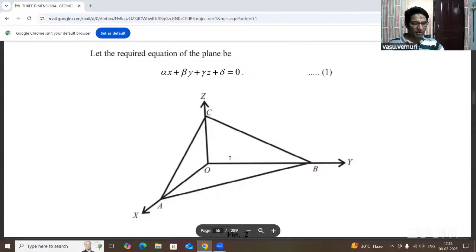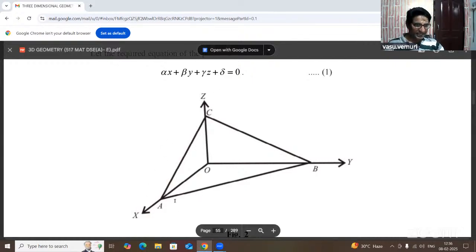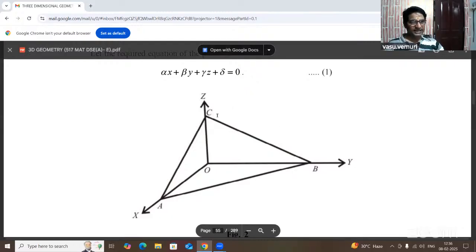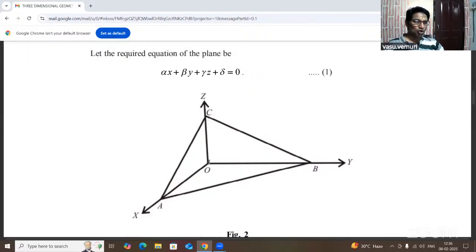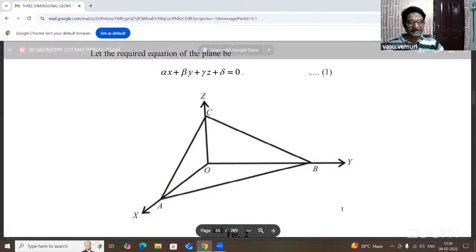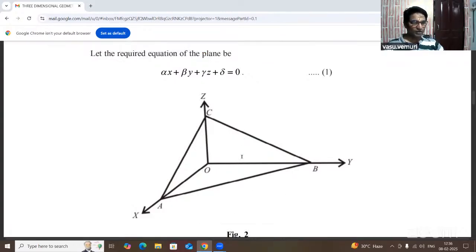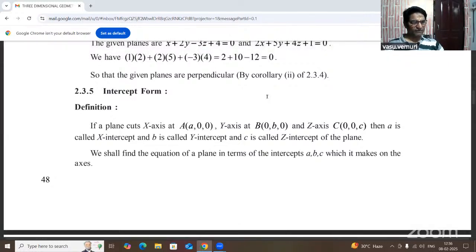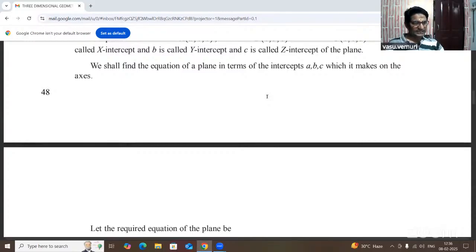What is the intercept form on the axes? On the X, Y, Z axes, the point on the x-axis is capital A, on the y-axis is capital B, and on the z-axis is capital C. So OA distance is small a, OB distance is small b, and OC distance is small c. That's why capital A point is a, 0, 0, capital B point on the y-axis is 0, b, 0, and C point is 0, 0, c. Now these three points give the x intercept a, y intercept b, z intercept c of the plane.